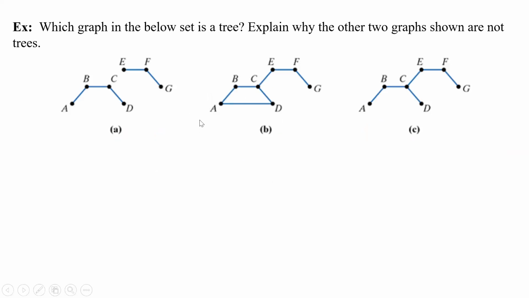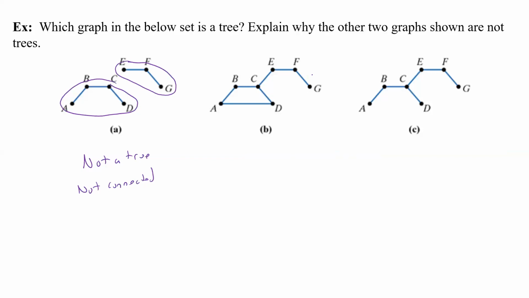So, which graph in the below set of 3 of them is a tree, and explain why the other 2 graphs are not trees? All right, well, let's look here. In this first one, notice we have a piece here and we have a piece here. So we have 2 components, right? Because we have 2 components and they're not connected, this is not connected, so that's not a tree because it's not connected.